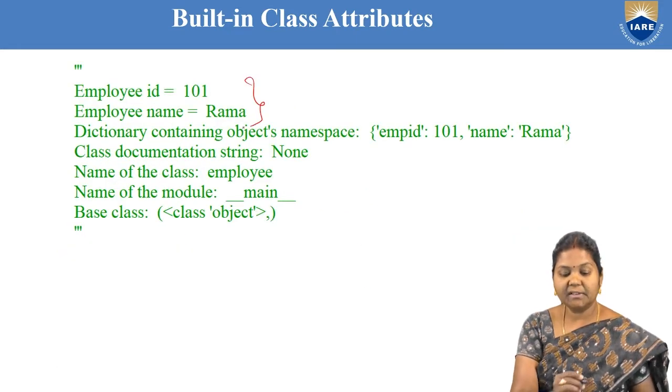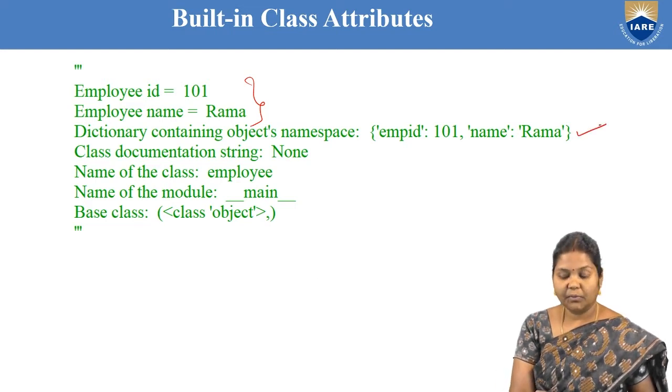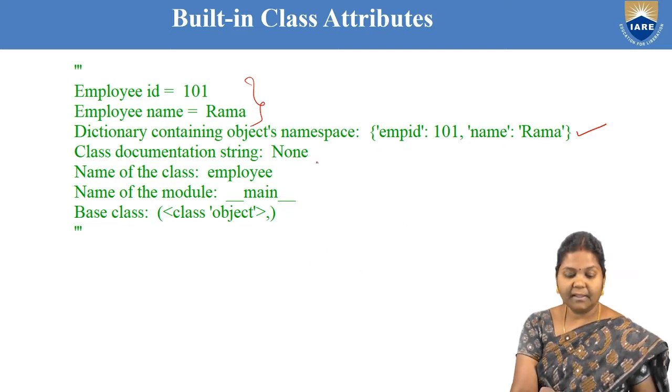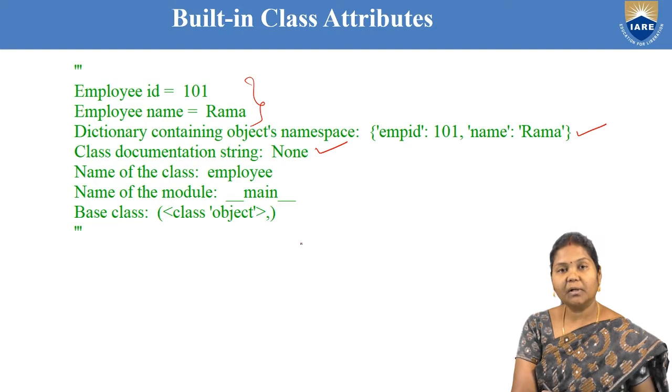First, the display method is invoked. So, this is the output. Then, your object namespace is printed in dictionary format. Then, the documentation string you have not used, so you have got None. The name of the class is Employee. Then, the name of the module, by default, is the main module. And the base class concept, inheritance, you have not used over here.